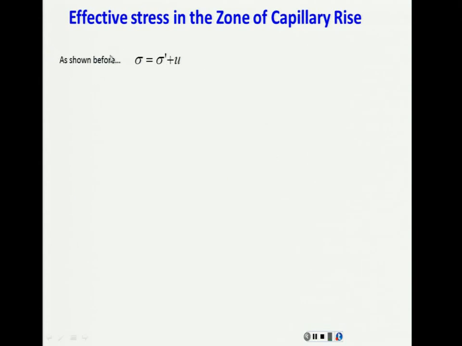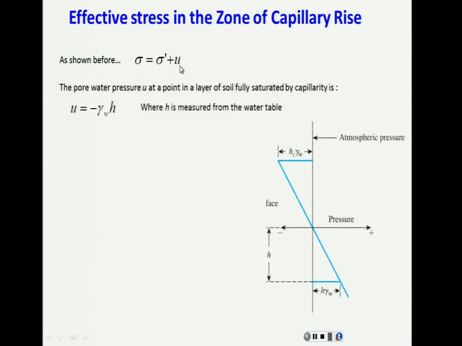What happens to our effects is, if you have a total stress here, this is the effective stress, this is the pore water pressure. When we calculate the effective stress, the pore water pressure is going to be affected for these capillary rises, because we're going to have a negative effect in this part. That negative part is going to be the height of the capillary rise zone multiplied by gamma of the water.